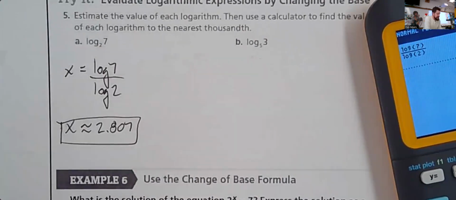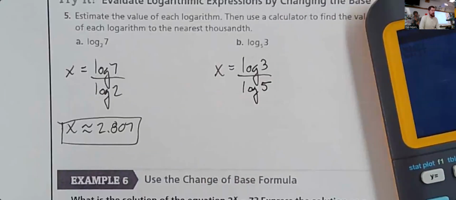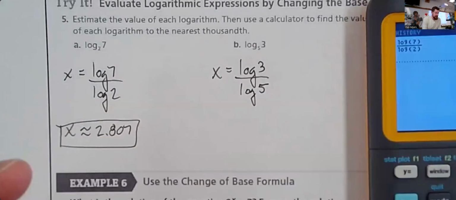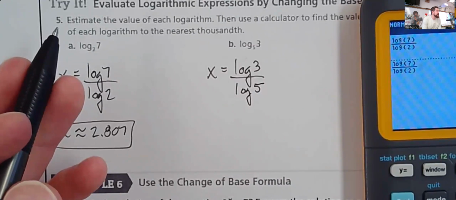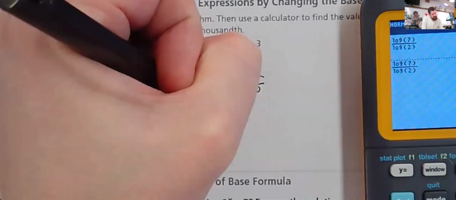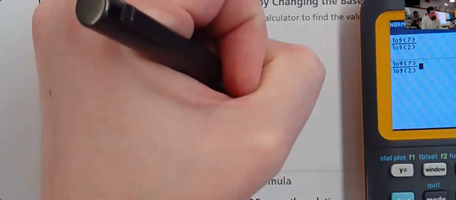So what does this look like as division using base 10? What are we going to write? Yeah, log 3 divided by log 5. And what does it end up being? 0.683? Okay. So x is about 0.683. Cool. All right.